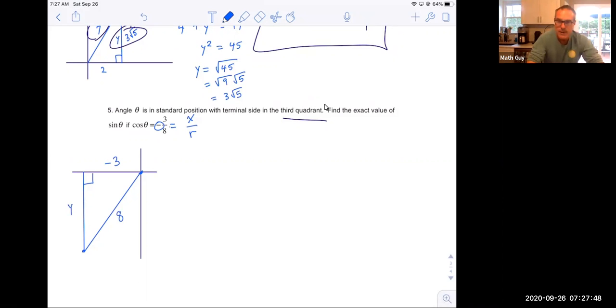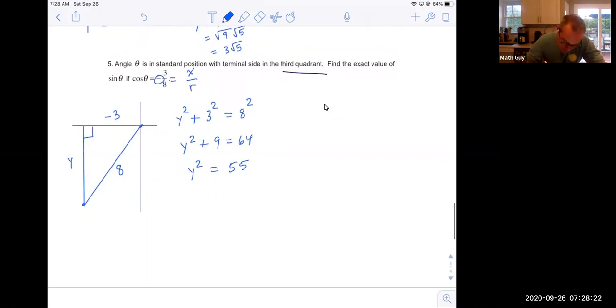Guess what you got? You got the Pythagorean Theorem again to get the y coordinate. So you got y squared plus 3 squared. Or -3 squared, but remember, -3 squared is 9, so negatives go away. So when I do the Pythagorean Theorem, I kind of ignore the negatives. Y squared plus 3 squared is 8 squared. So y squared plus 9 is 64. 64, take away 9, what's that? 55. And then if I take the square root, I get root 55.